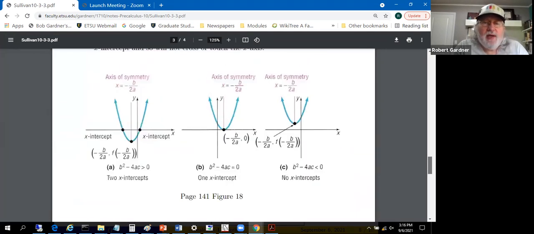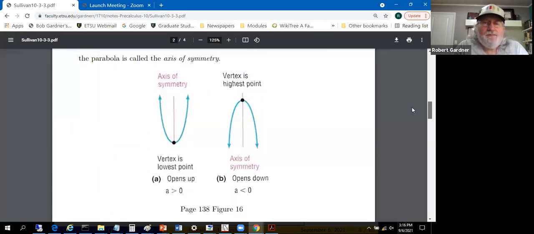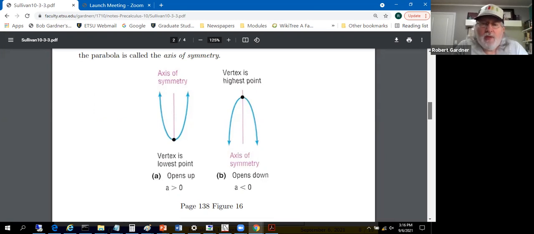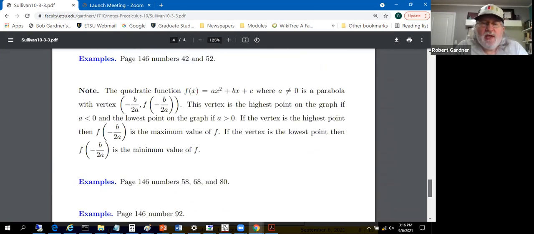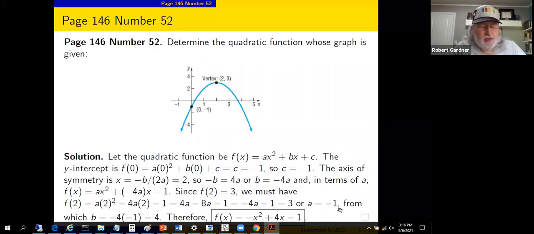Don't like bouncing around in the notes, but let's look at that first figure we had one more time. Opens up, it's going to be a minimum. Opens down, going to be a maximum. The highest point on the graph here, the lowest point on the graph here. So let's illustrate those ideas with another 4 examples. That'll take care of this section.